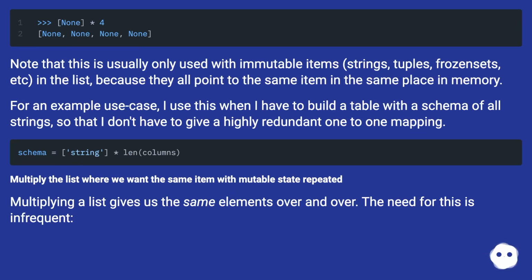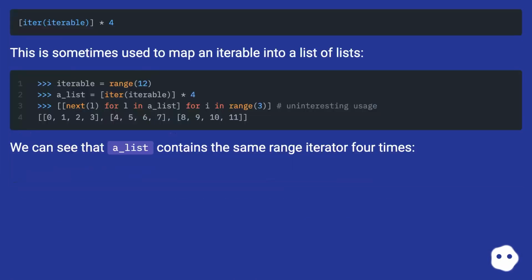Multiply the list where we want the same item with mutable state repeated. Multiplying a list gives us the same elements over and over. The need for this is infrequent. This is sometimes used to map an iterable into a list of lists. We can see that a_list contains the same range iterator 4 times.